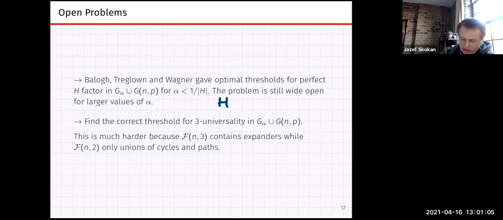Honestly, we didn't look at this carefully. We were interested to see whether we can do anything for 3-universality, but since we wanted to say something about the full family, we ran into problems with these expanders, and then kind of gave up relatively quickly because we had no good idea how to proceed.